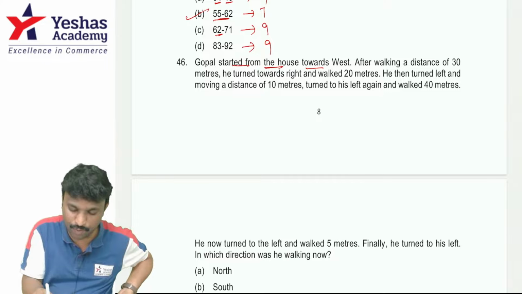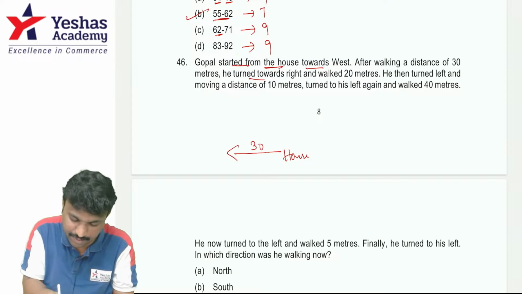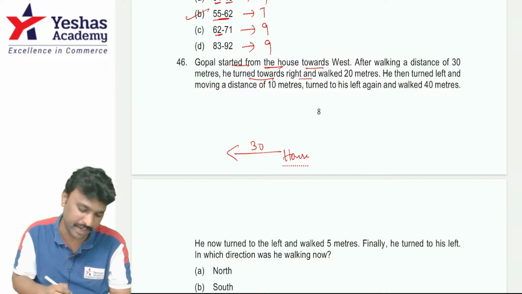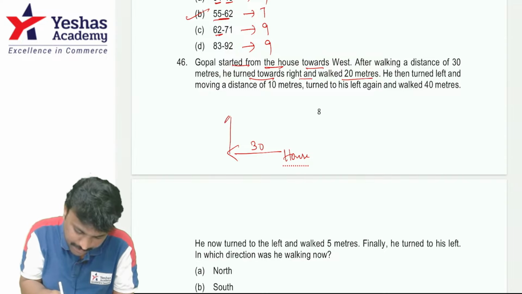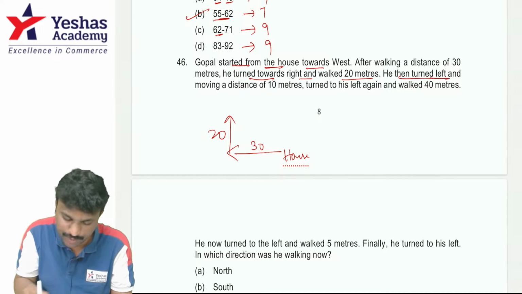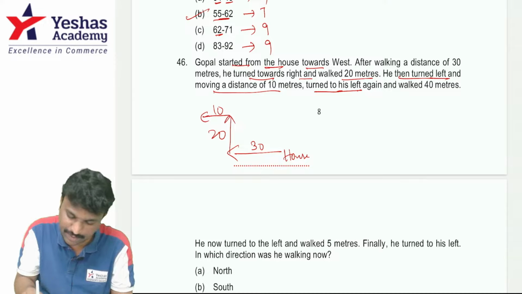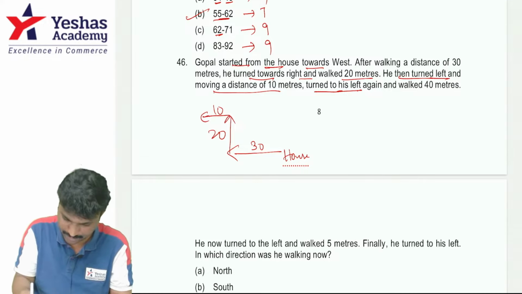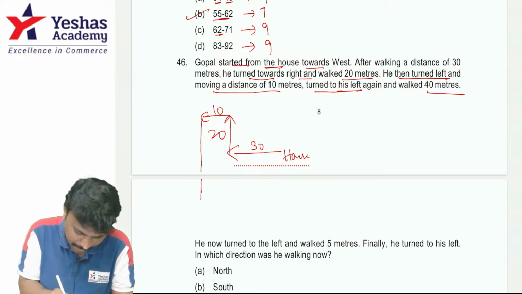Gopal started from a house towards west. How much he walked? 30 meters. He turned towards the right. Going towards west, right is which side? Upwards. He walked how much? 20 meters. Then he turned to the left. Left is our left only, moving a distance of 10 meters. Then he turned to his left. So going towards west, left is downwards. How many meters he went? 40 meters down he went, right?